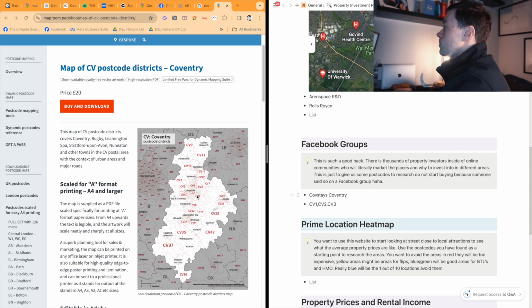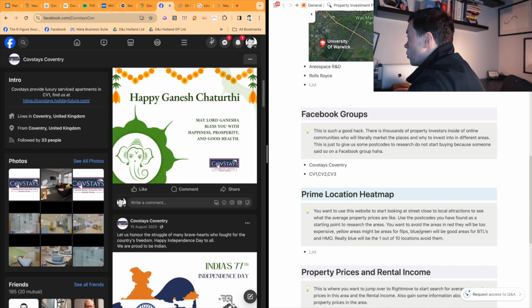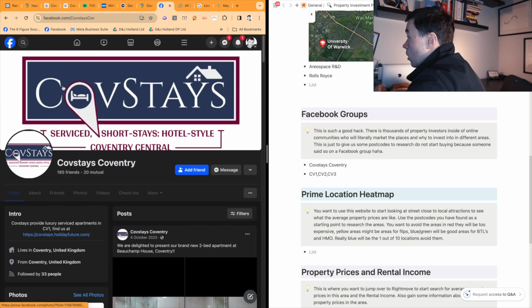I mean, city centre ones always tend to do pretty well. So with the Facebook groups, I'd just do a big trawl of them, search Coventry, search the postcode, see what else you can find. You'll start finding a lot of people who you can connect with, and they will know the area really well. So yeah, start reaching out to people. That would be my advice with that.